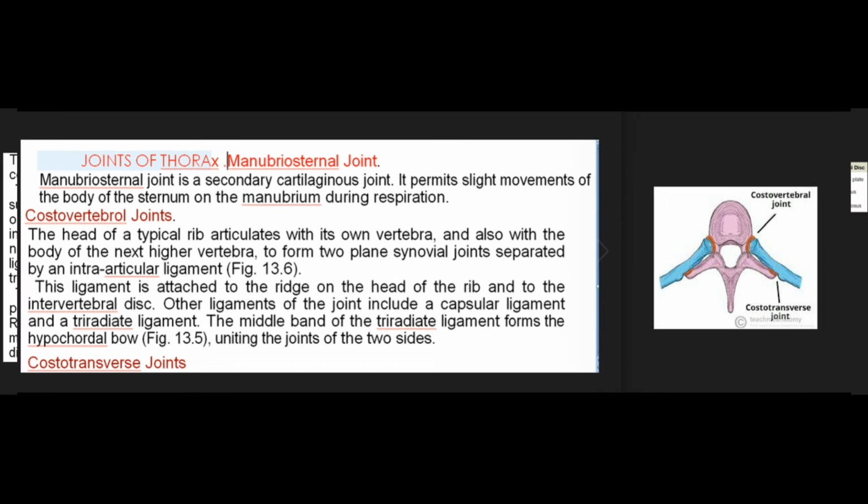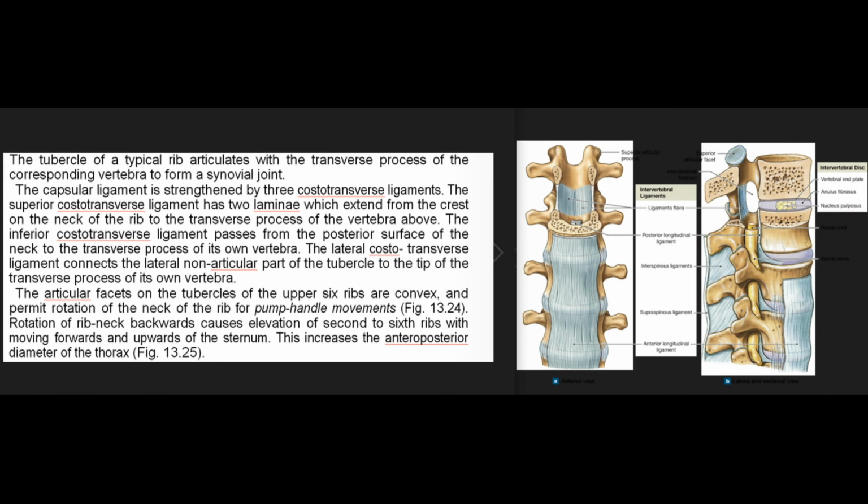Costotransverse joints. The tubercle of a typical rib articulates with the transverse process of the corresponding vertebra to form a synovial joint. The capsular ligament is strengthened by three costotransverse ligaments. The superior costotransverse ligament has two laminae which extend from the crest on the neck of the rib to the transverse process of the vertebra above. The inferior costotransverse ligament passes from the posterior surface of the neck to the transverse process of its own vertebra. The lateral costotransverse ligament connects the lateral non-articular part of the tubercle to the tip of the transverse process of its own vertebra.